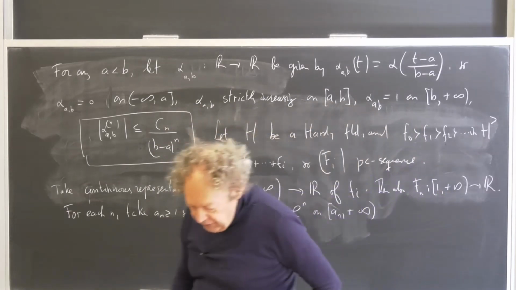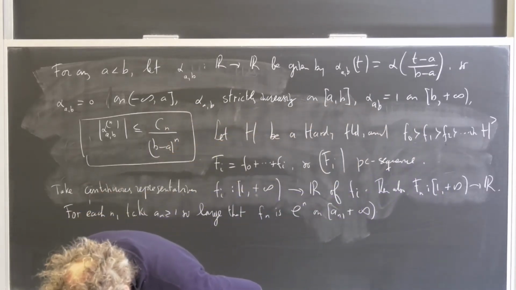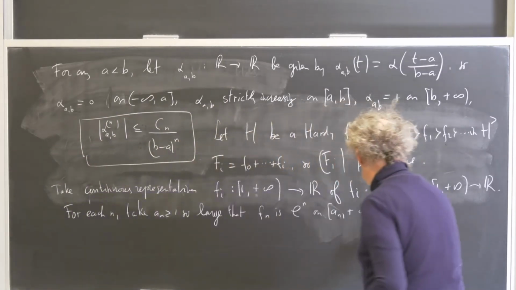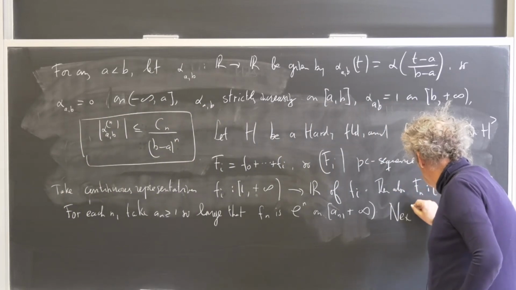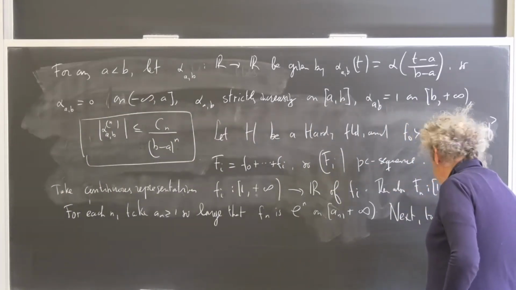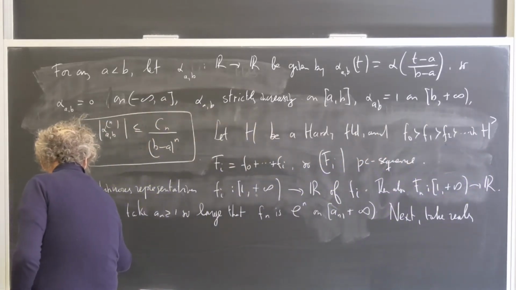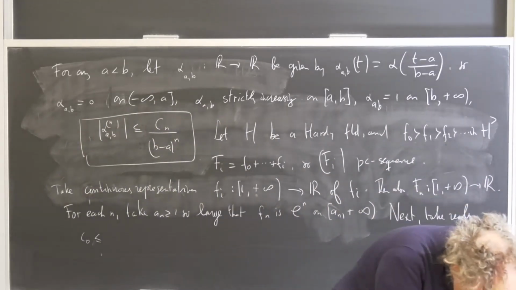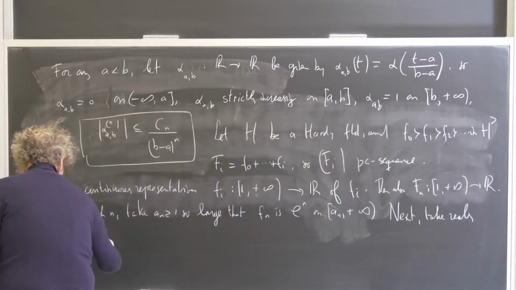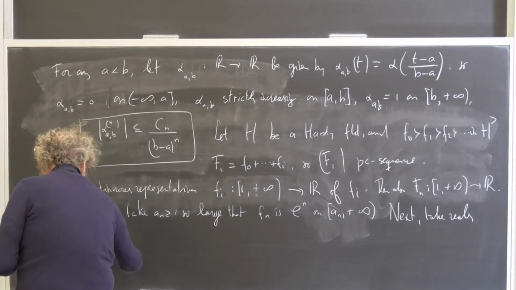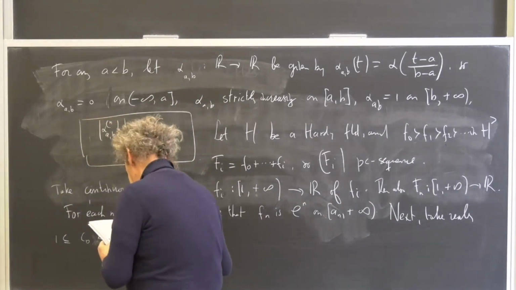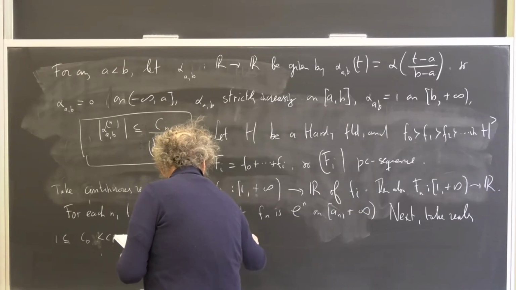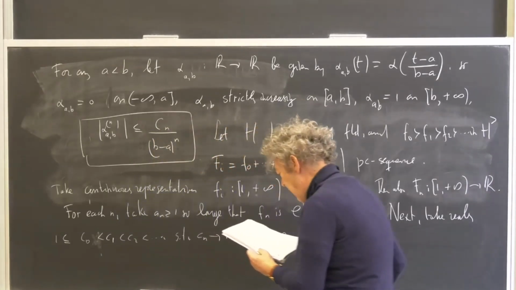Next, we take reals C0, C1, with 1 less than or equal to C0 less than C1 less than C2, such that Cn goes to plus infinity as n goes to infinity.